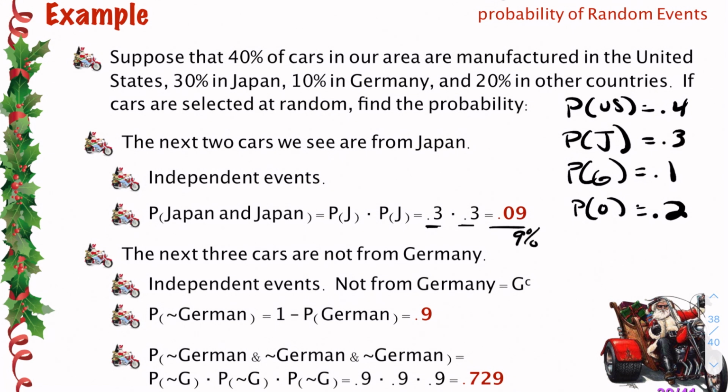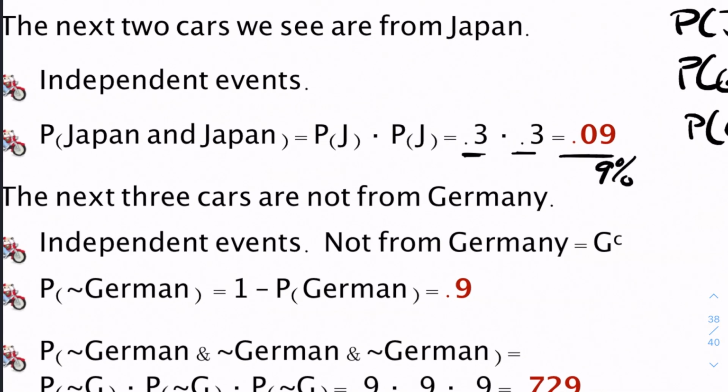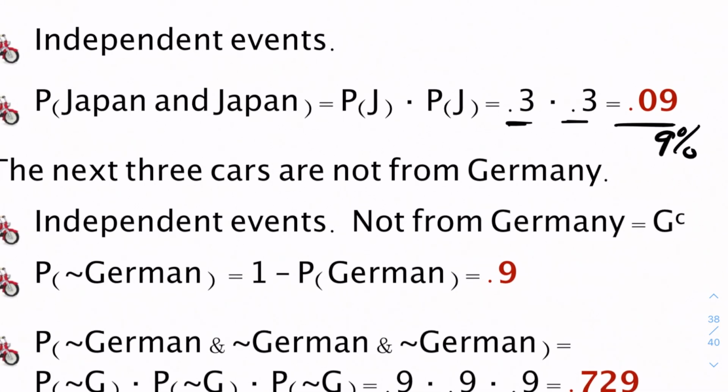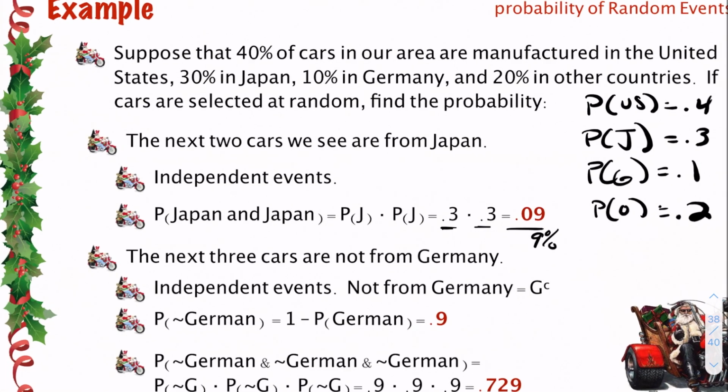If I ask you, what's the probability the next three cars are not from Germany? So I'm saying, what's the probability of not German and not German and not German? Each of those is independent. The probability of being not from Germany is 90%. So we multiply each of those not-from-Germany probabilities to get 0.729, or 72.9%.